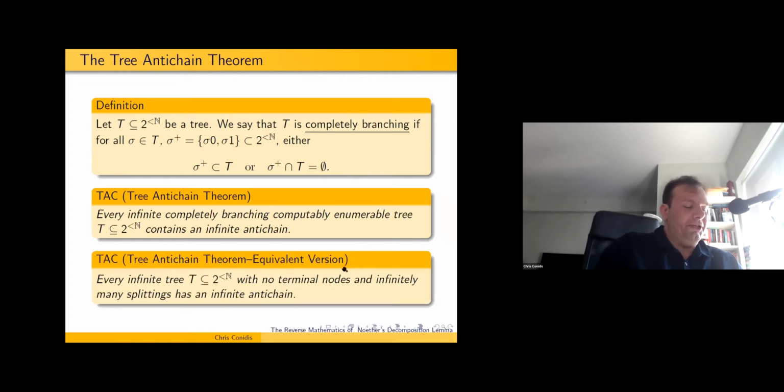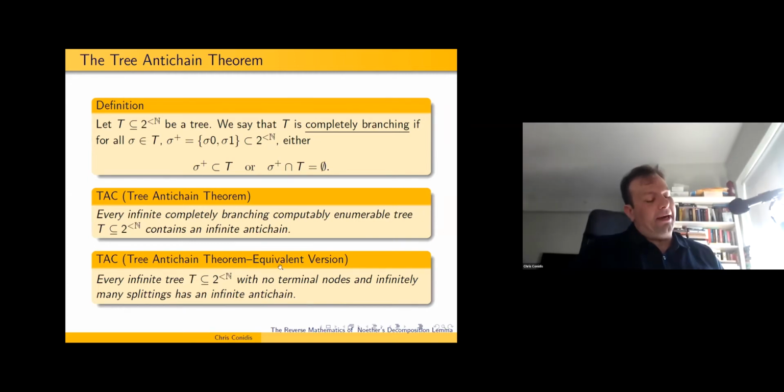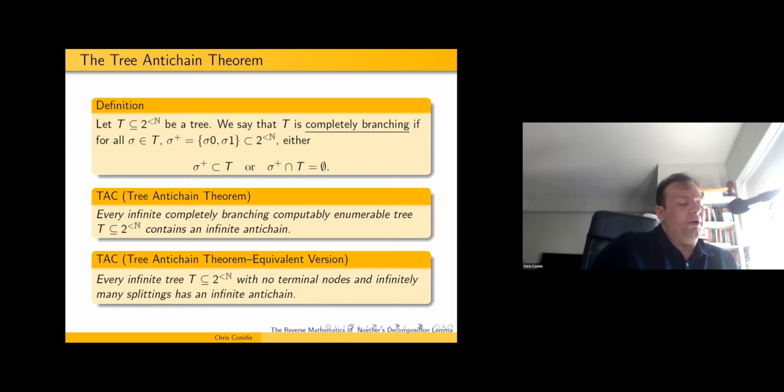There's an equivalent version of the tree anti-chain theorem that says every infinite tree with no terminal nodes and infinitely many splittings has an infinite anti-chain. All right, it doesn't matter which one you take, they're both equivalent over RCA naught. Although I will mention that they may not be uniformly equivalent. If you up the uniformity condition on the reductions, I'm not sure. There's some non-uniformity in the proof that these two are equivalent.